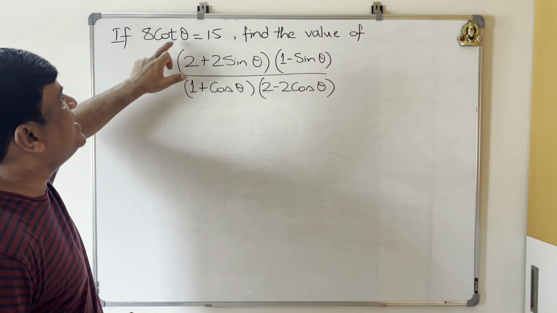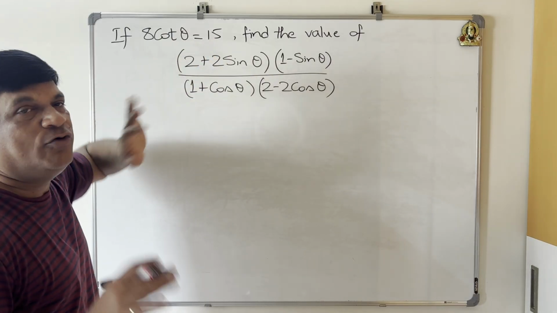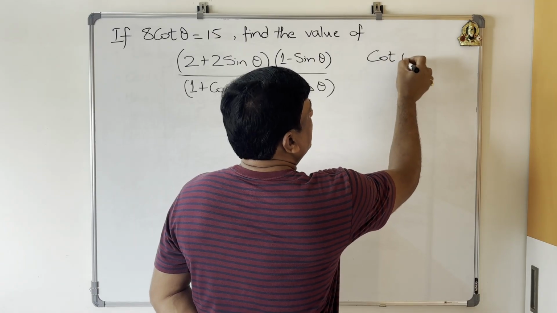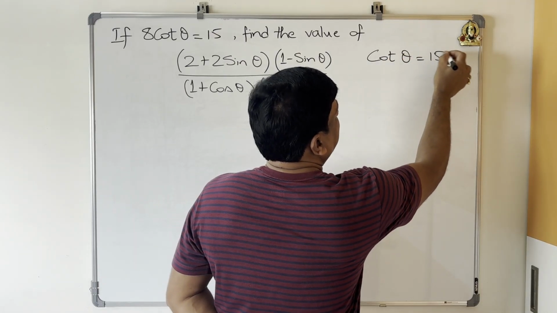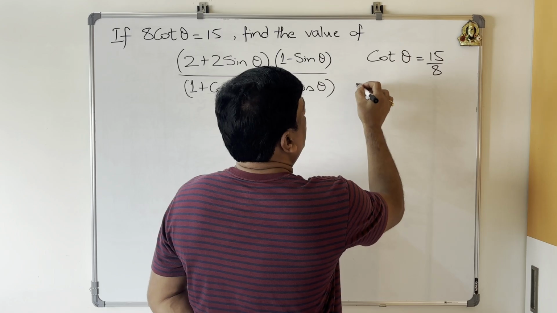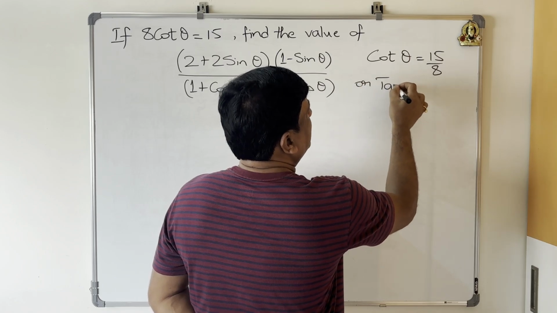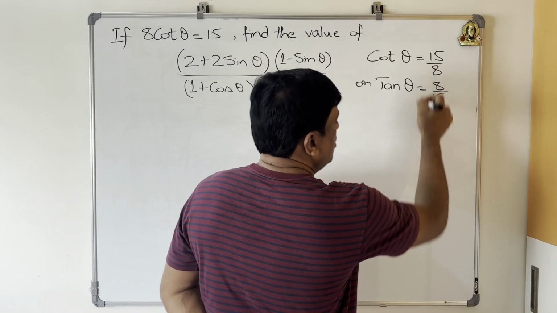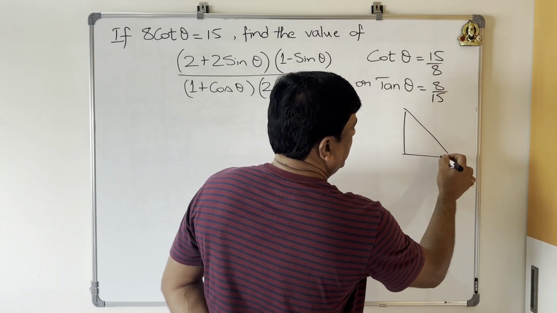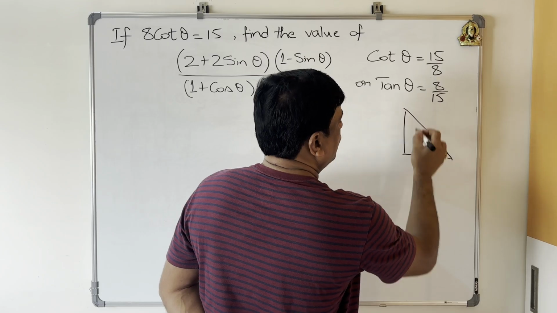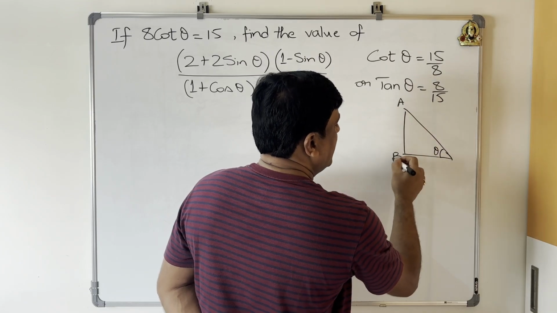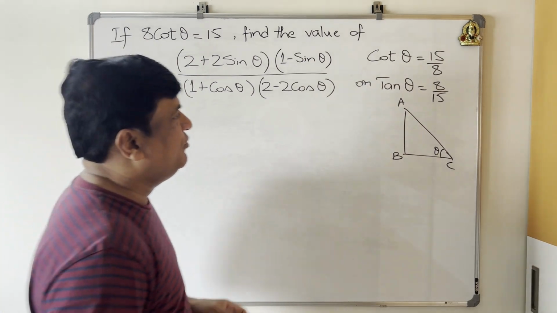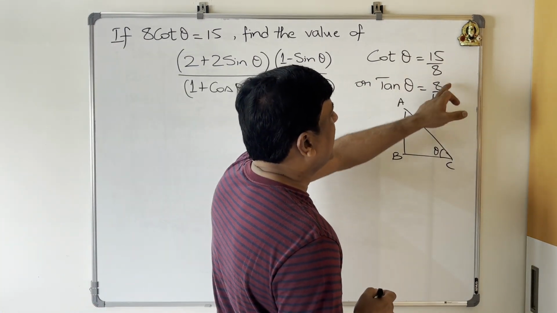They have given 8 times cot theta is equal to 15 by 8. So we can write that like this: cot theta is equal to 15 by 8, right? Or I can do this one, it's much more simpler. Tan theta is equal to 8 by 15. So let's draw a triangle. I'll show you the first way and the second way also, and you have to decide which way you're going to go. Now tan theta is equal to 8 by 15.